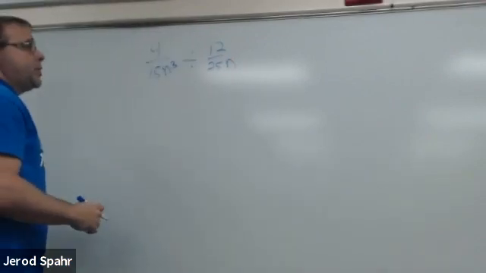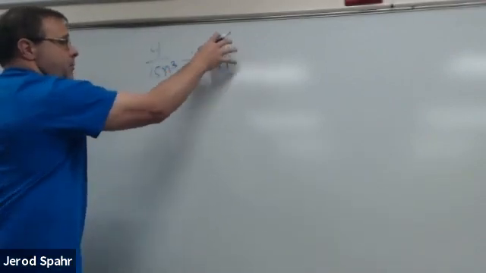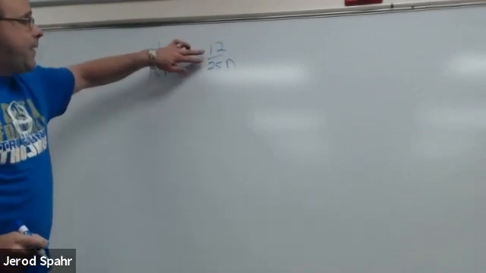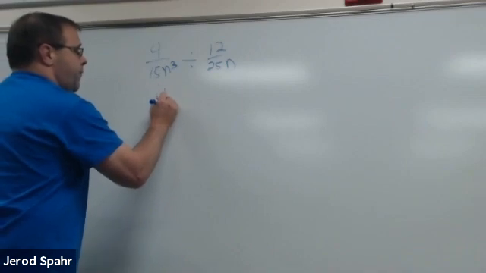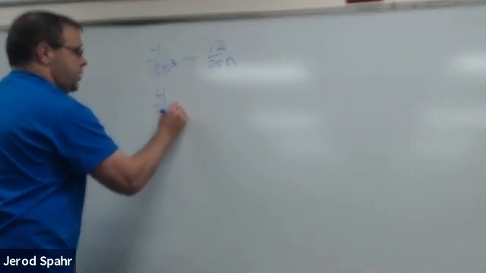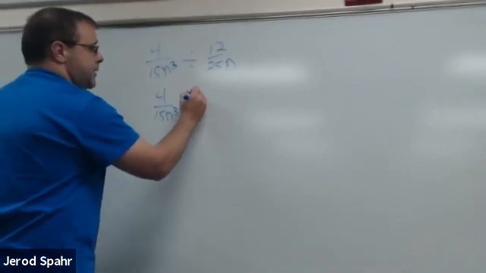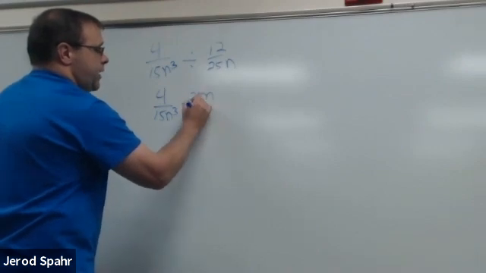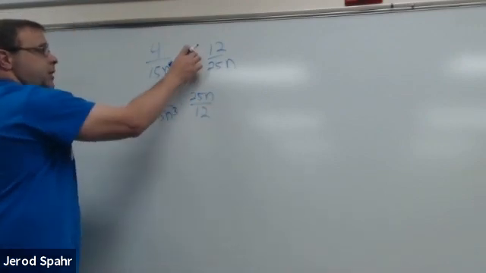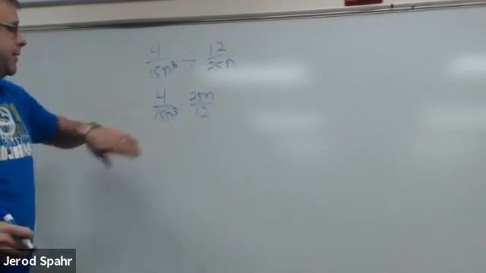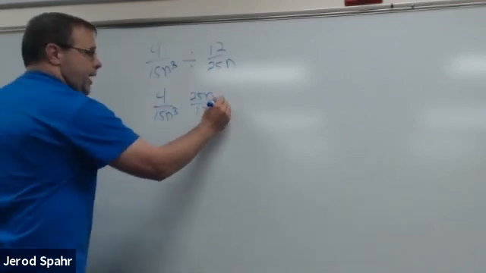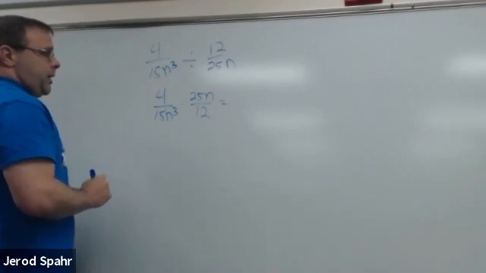So what we want to do is we want to reciprocate this and multiply. Reciprocate just is a fancy way to say flip it. So I'm going to flip it over. So I'm going to have 4 divided by 15n cubed times 25n divided by 12. So division, reciprocate, and multiply. So I reciprocate this. So I have this, and I can simplify that. Hey, that looks a lot better to me.